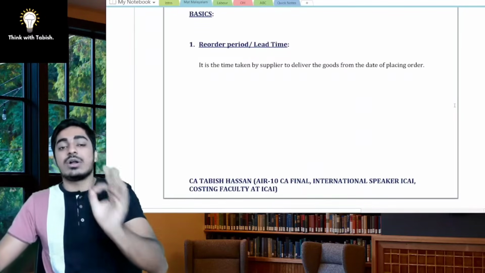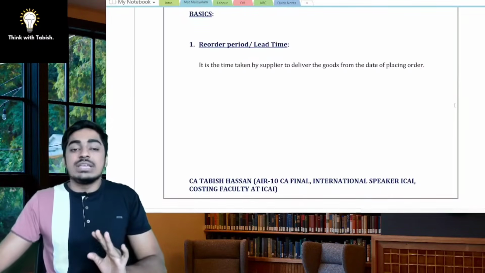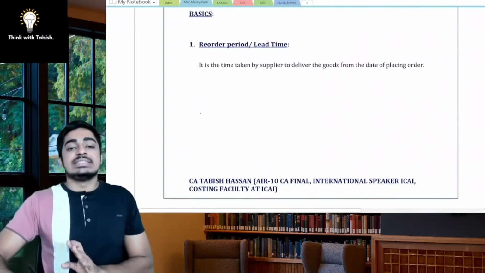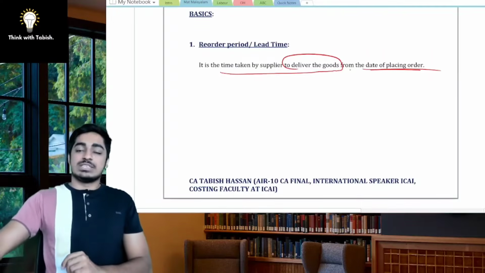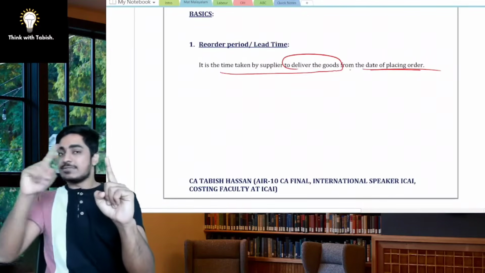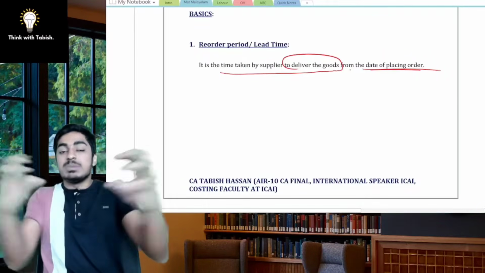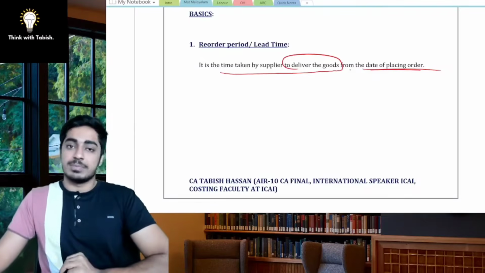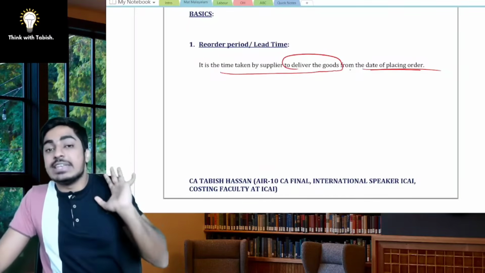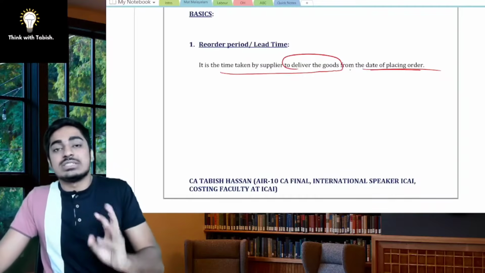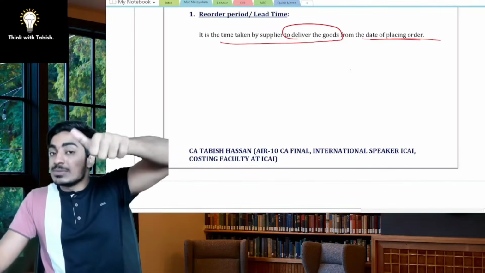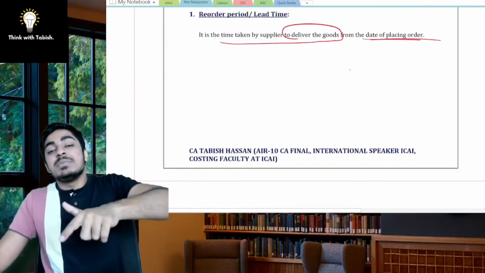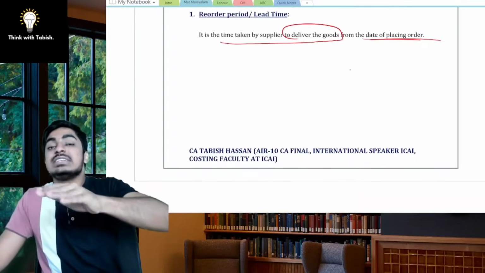First, we have the reorder period or the lead time. What is reorder period or lead time? It is the time taken by supplier to deliver the goods from the date of placing order. Today, I have placed the order. After 3 days, he is giving the goods. This period is called as the lead time or reorder period. Sometimes it can be given in range. Say, for example, Amazon is telling your goods will be arrived in 6 to 8 days. So we have the maximum lead time 8 days, minimum lead time 6 days, and the average lead time 5 days.